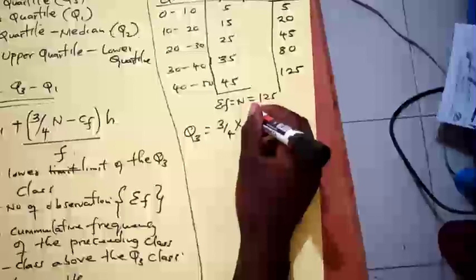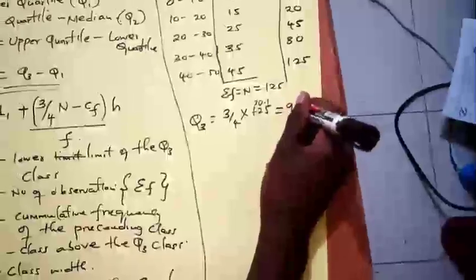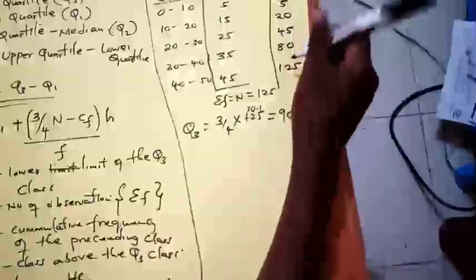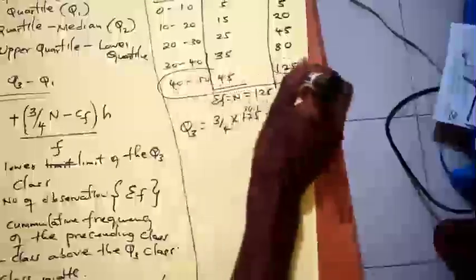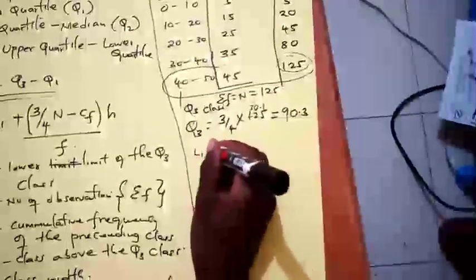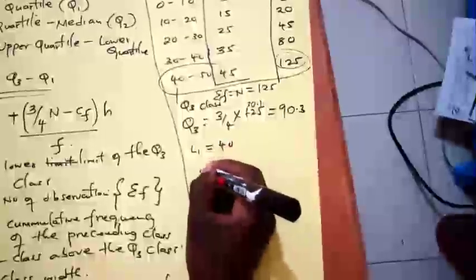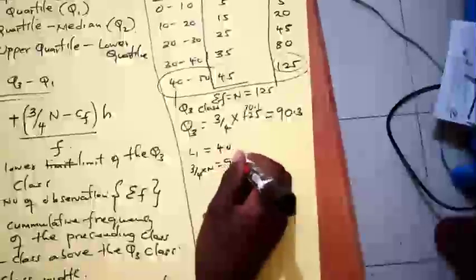We have that point, 30.1. So when you multiply, that is like 90.3. You check with the CF, and 90.3 is going to lie around this. So this is going to be our Q3 class. Having in mind this is Q3, we can pick L1 to be 40 because the classes are continuous. Then we have 3 over 4 multiplied by N, which is 90.3.